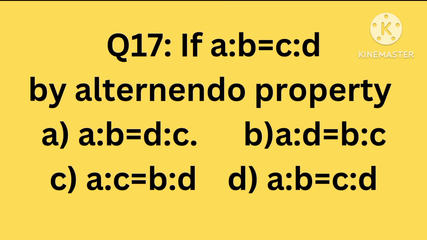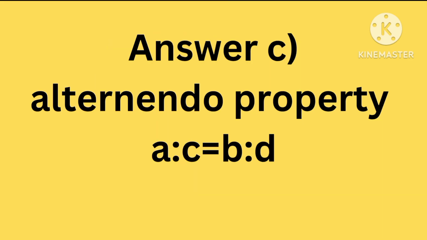If A ratio B is equal to C ratio D, by alternando property के मुताबिक अगर हम B और C का पोजीशन चेंज कर लें तो A ratio C is equal to B ratio D आ जाएगा, which has the name of alternando property. Similarly, A और D का पोजीशन भी चेंज कर सकते हैं, उसको भी alternando property कहेंगे.